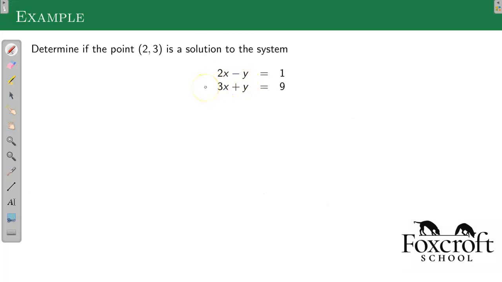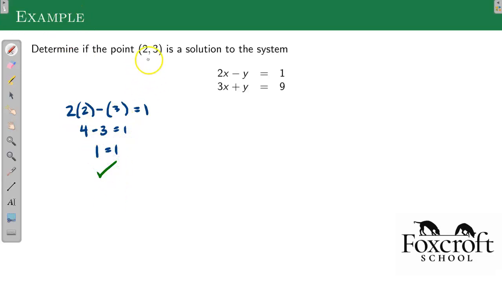Right now we're just introducing systems, figuring out what a solution is. So I'm just going to give you a point and you have to determine if it's a solution to a system. If this point is a solution, I should plug it into either equation and it should be true. So let's plug it into the top equation first. x is 2, y is 3. And this should be equal to 1. If I simplify the left-hand side, 4 minus 3 is 1, and that equal sign is true.